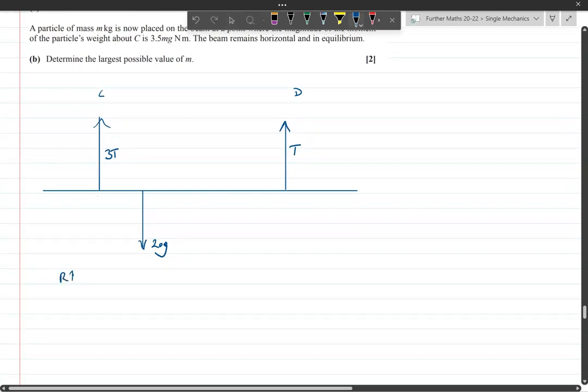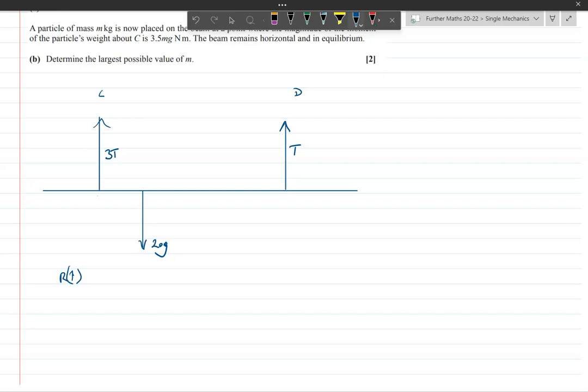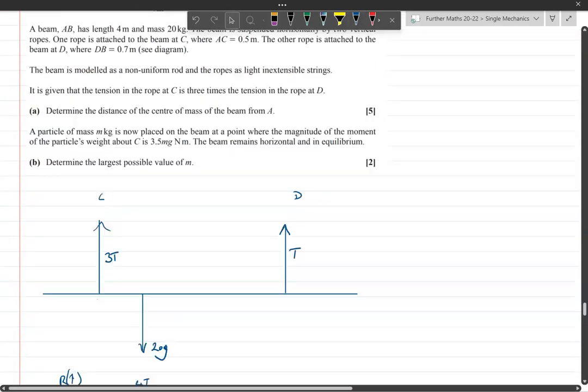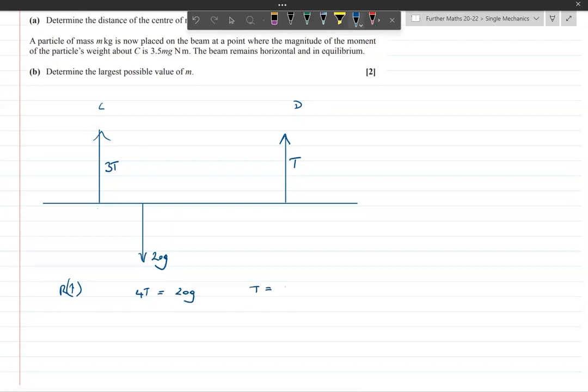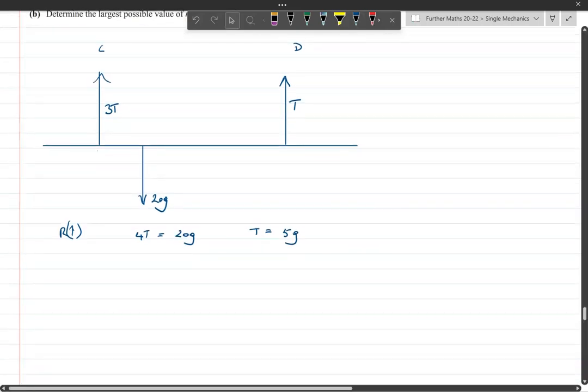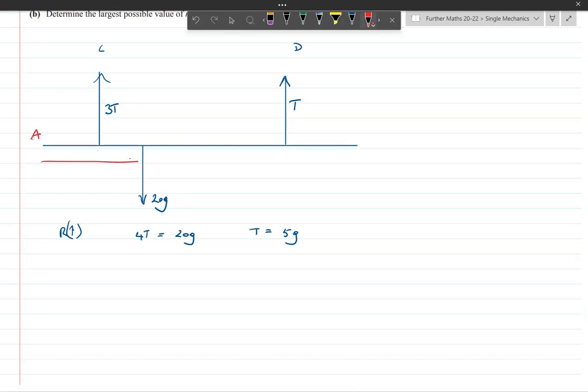Resolve vertically, often a good idea. There we get 4T is equal to 20g. So T is equal to 5g. Very straightforward. Okay, so now we want to find the position from A, because that's where it's marked. This is x.